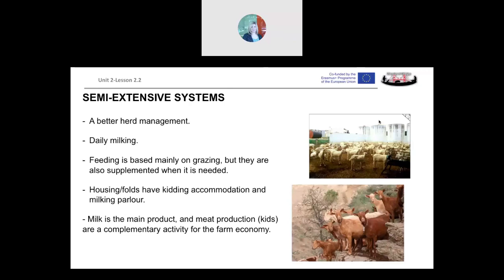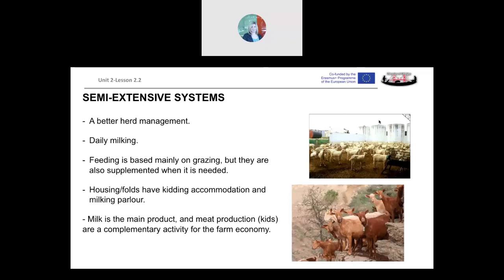The second type of production system are the semi-extensive systems. In this case, we have a better herd management, what we call some planning for this management. Usually these kinds of herds are dedicated to the production of milk and meat. So in this case, daily milking is present in this kind of system.